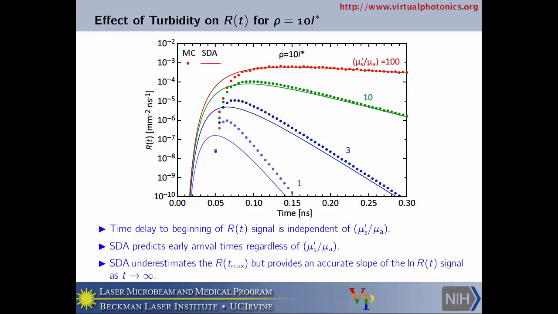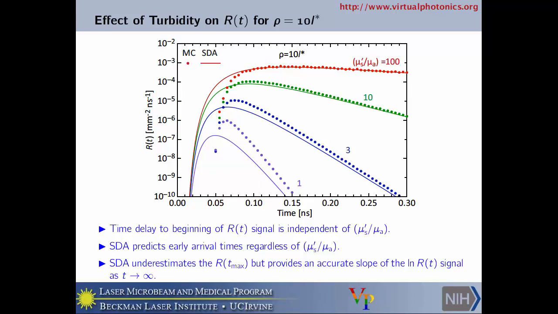actually predicts a time of flight of these photons faster than the actual delay time before you start to see photons coming out of your detector. And this is because you only have a first derivative with respect to time in your equation, which actually violates causality. You actually have an infinite speed of propagation of your photon wave because you don't have a wave-like propagation characteristic. So the standard diffusion approximation predicts early arrival times regardless of your set of optical properties.